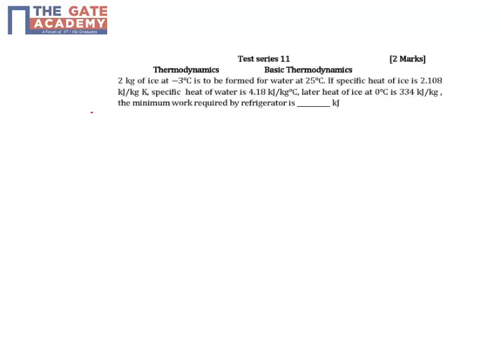So let's discuss a question on entropy. This is a question on thermodynamics. You have a source where you have water at 25 degrees. You want to convert that into ice. Basically, you want to convert 2 kg of water into 2 kg of ice at minus 3 degrees. So this is the change you want.